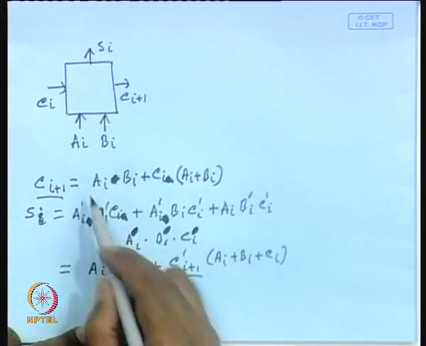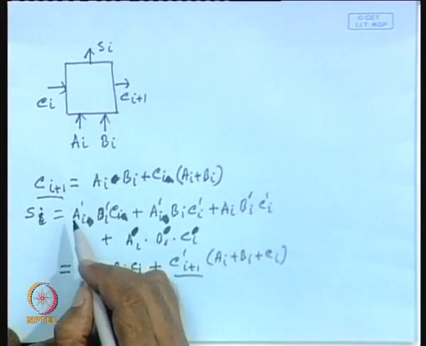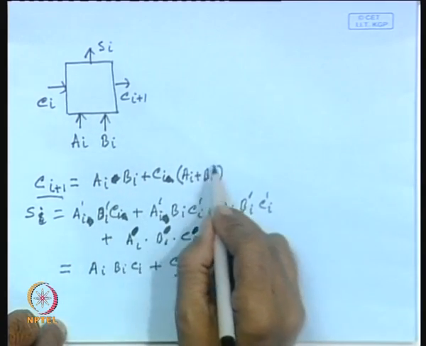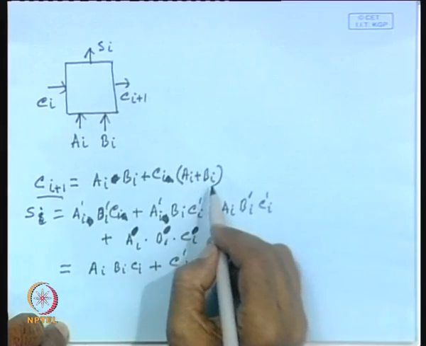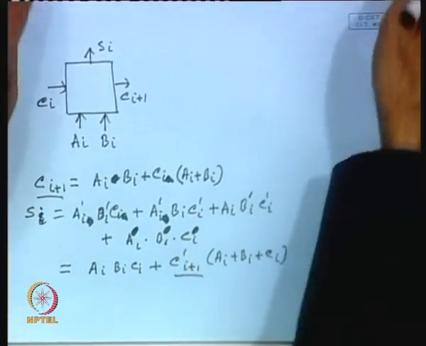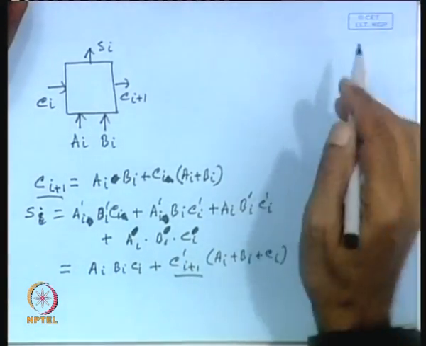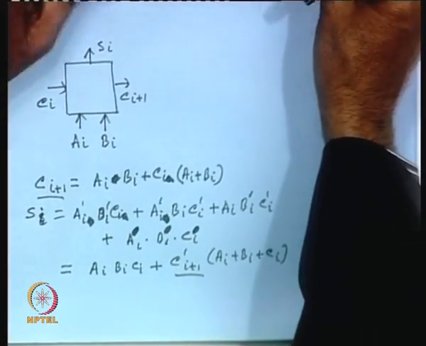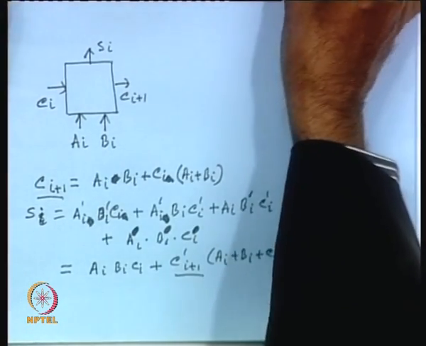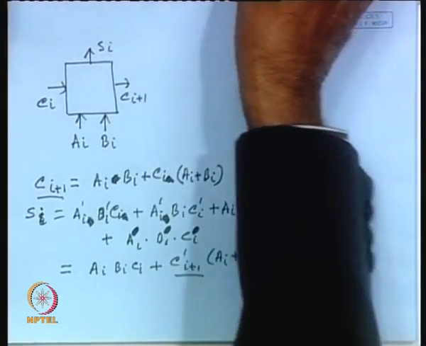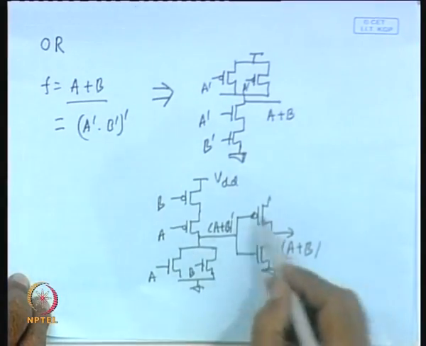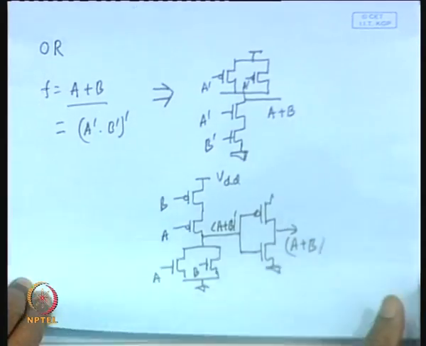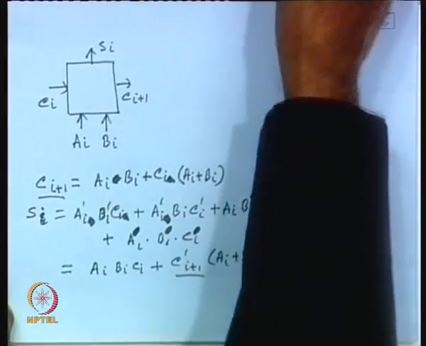So, this can be used to realize, but what we shall do, we shall realize this in sum of product form. So, we shall realize the complement, then use an inverter. So, these are positive unate functions. So, we shall follow this approach, where we are using an inverter at the output, to realize this.